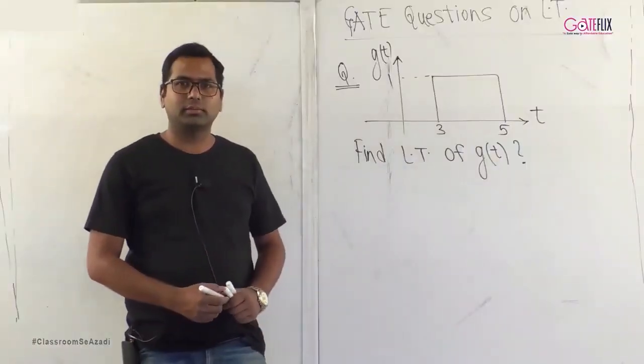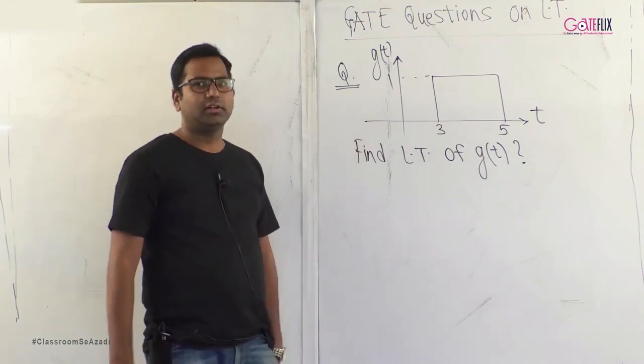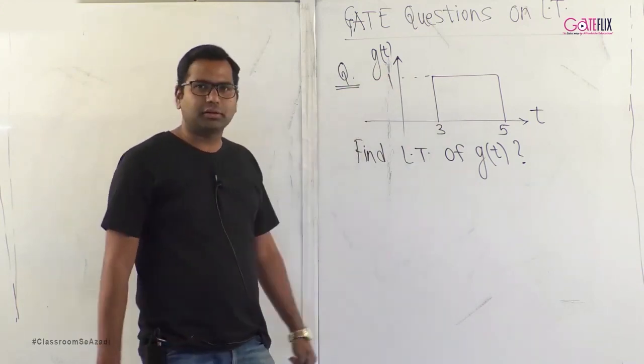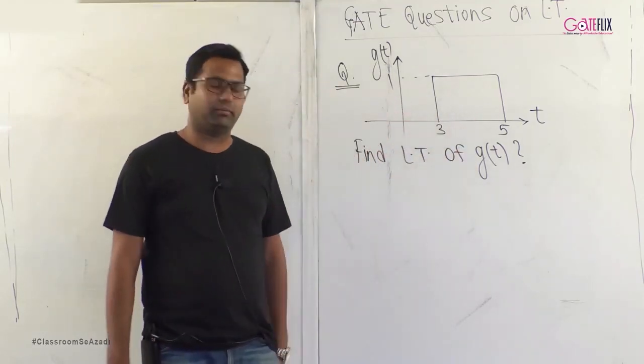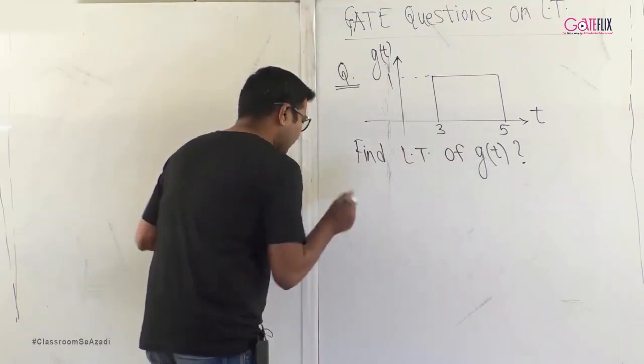Next, we will solve some GATE questions on Laplace transform. The first question that we are solving here is such that a signal g of t is given. The signal g of t is from 3 to 5. The amplitude is 1. We have to find the Laplace transform of g of t.